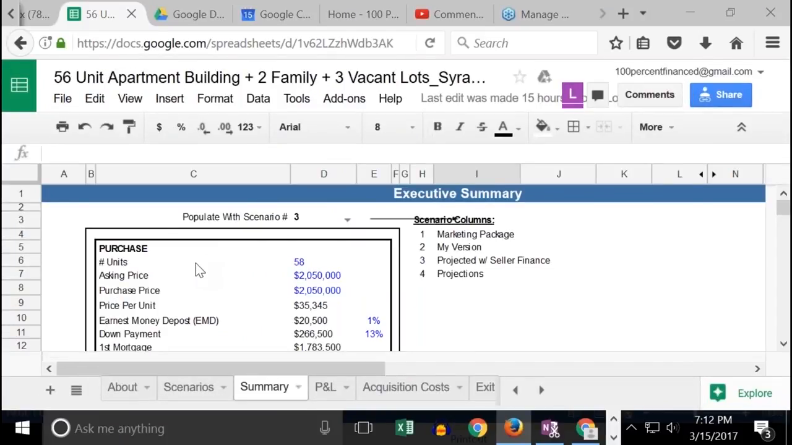Let's get into the summary. I'll go over some of the material, and then I'll pass the ball to Lewis so that he can share additional information. As I stated earlier, this is a 58-unit apartment complex in Syracuse, New York. Let's assume that we get it for the asking price, because of course we want to see if we can talk the seller down. The asking price is $2,050,000.